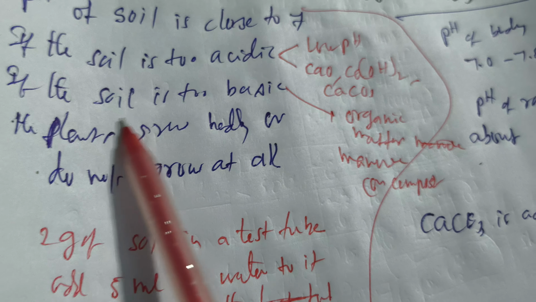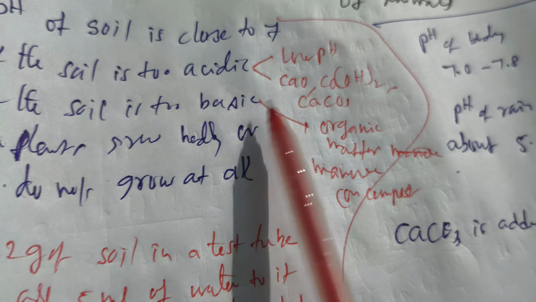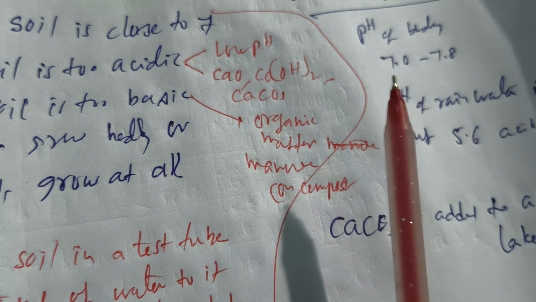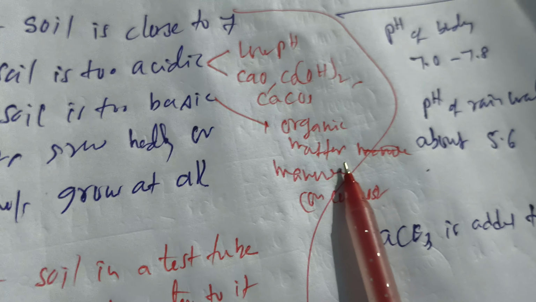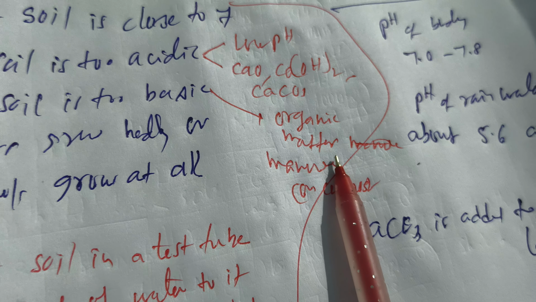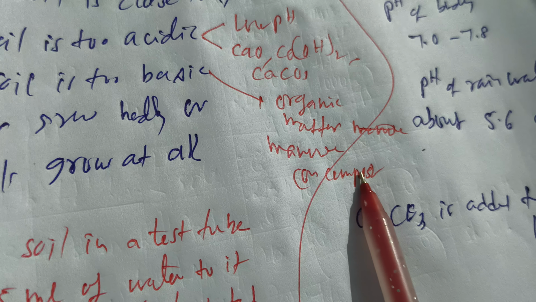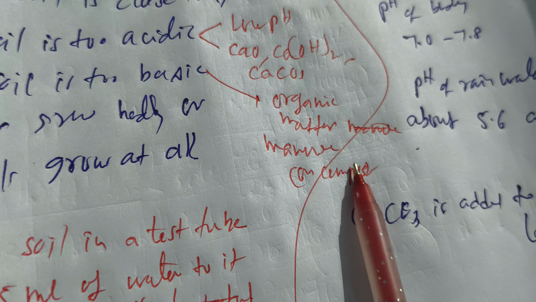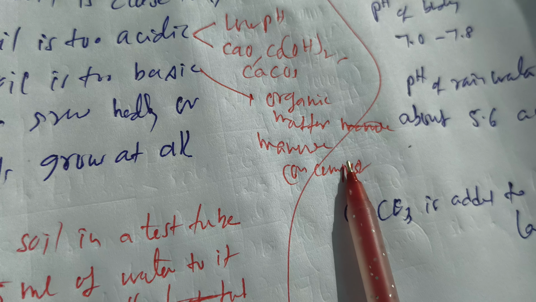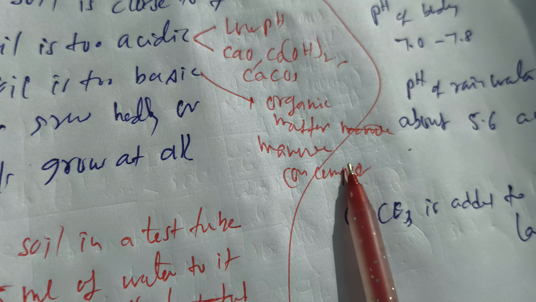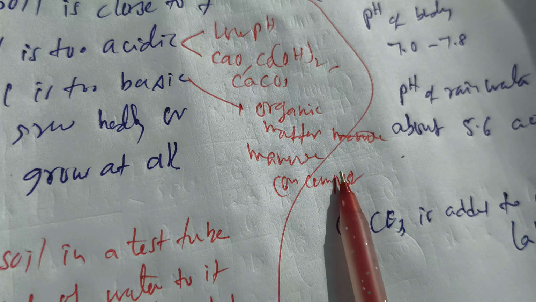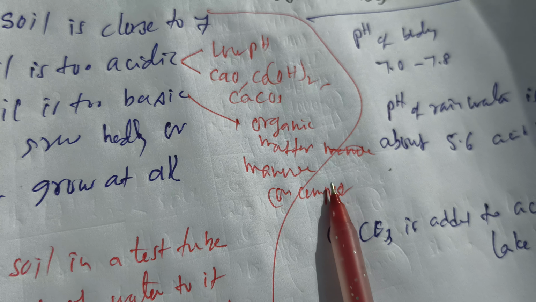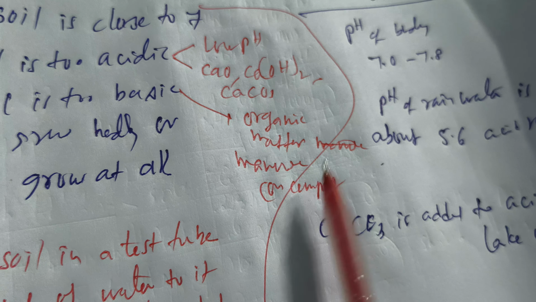Okay. In case the soil is too basic, what do we have to do? We use organic matter or manure, or we mix some compost which contains acidic materials. Cow dung in villages, పేడ అంటాం తెలుగులో, dung.